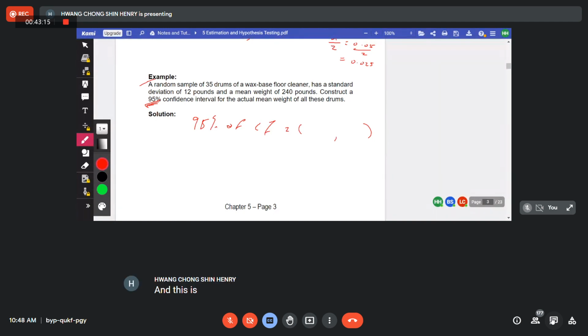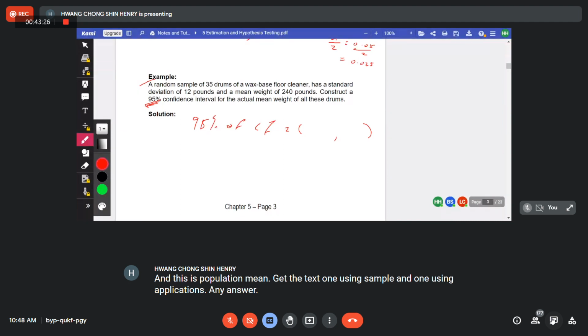Okay, this is the population mean. We have two types, one using sample and one using population. The only difference is one uses S and one uses sigma. Any answer? Anyone have a calculator, type in the chat box?